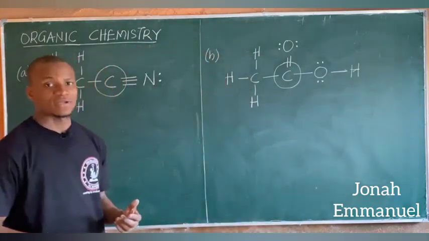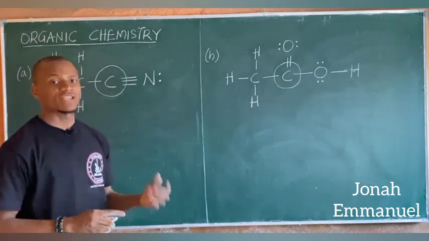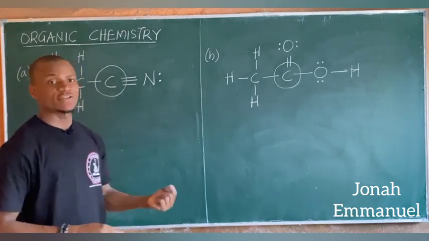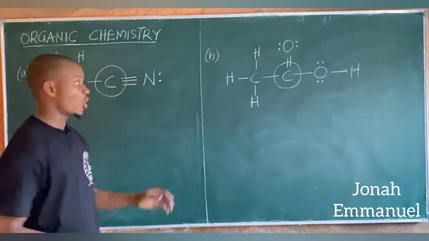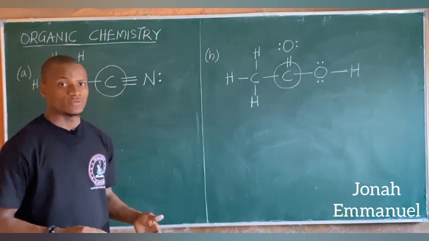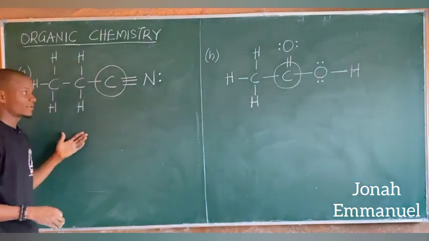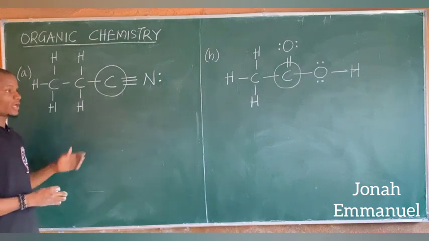For these two compounds here, what if I'm asked to find the total number of sigma and pi bonds for each of these compounds, and I'm asked to find the hybridization pattern of the circled or the highlighted carbon atom, what do I do? I will start with this first. Let's say I'm asked to find the number of sigma and pi bonds here.